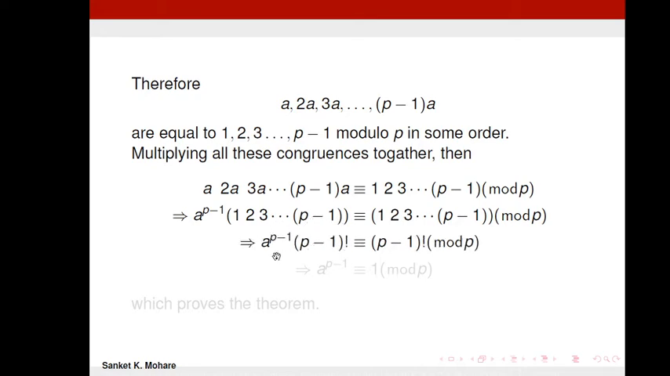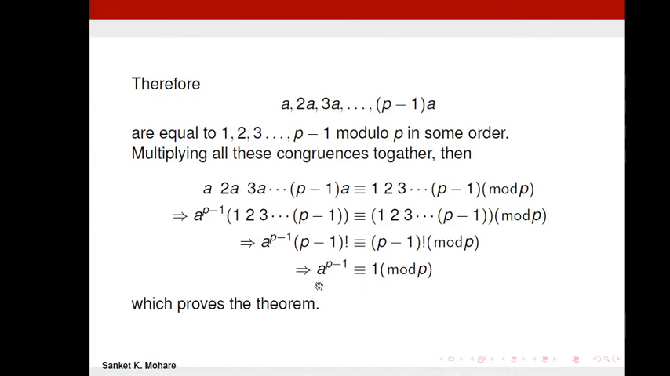So this implies a to the power p minus 1 into p minus 1 factorial congruent to p minus 1 factorial modulo p. So p minus 1 factorial, p minus 1 factorial cancel out. We obtain a to the power p minus 1 congruent to 1 modulo p, which proves the theorem. So the proof of Fermat's theorem is easy and the statement is very important.